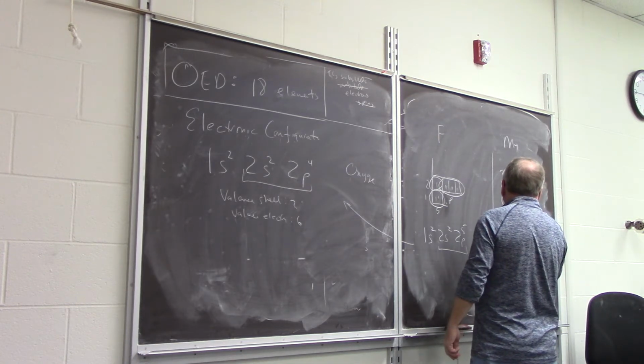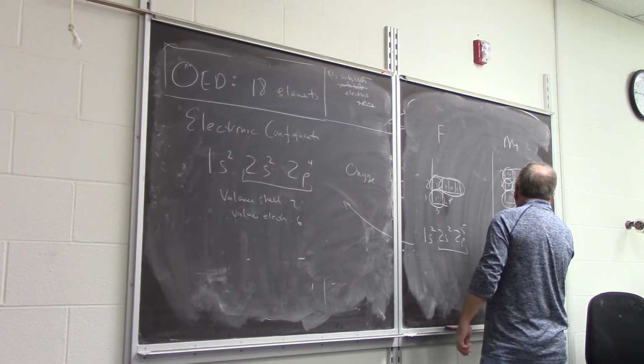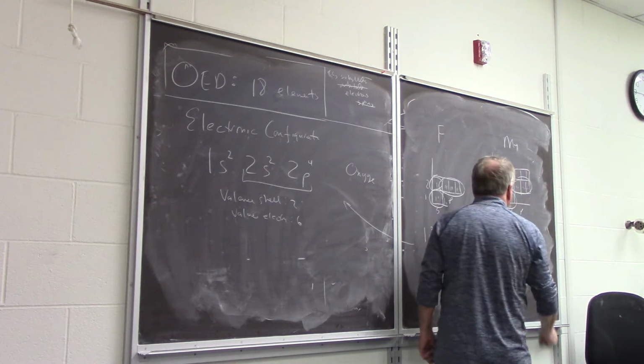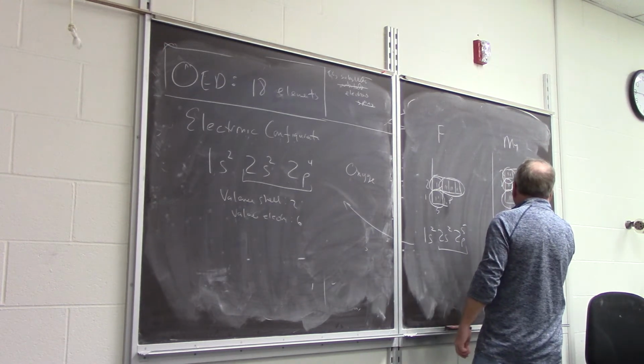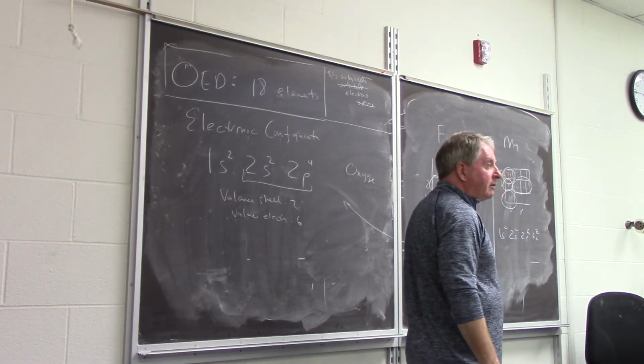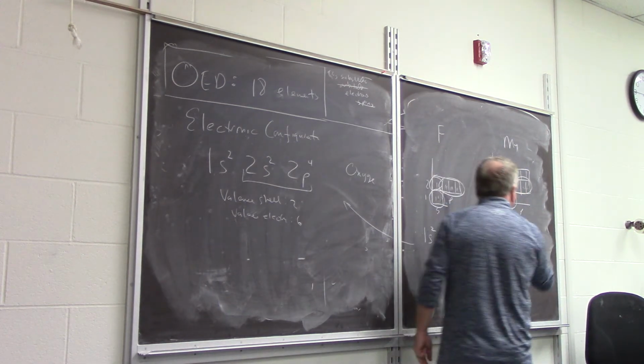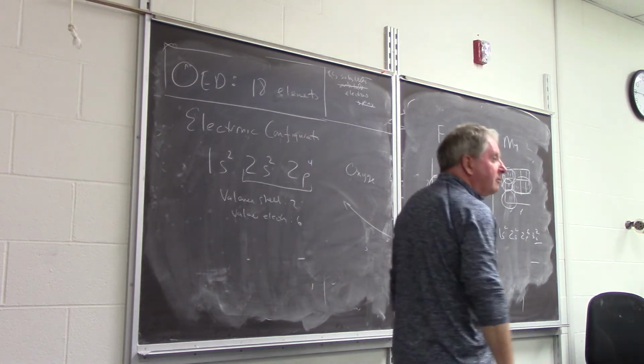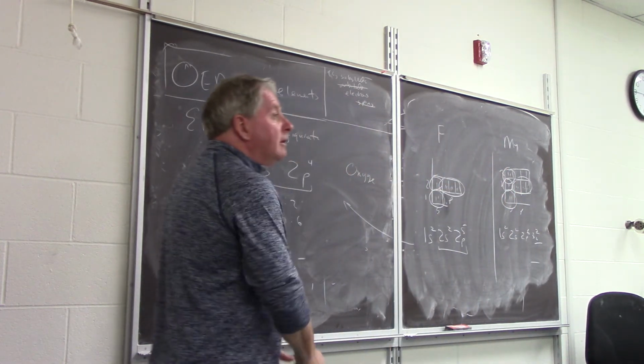This guy over here, so 1s, 2s, 2p, and 3s are the subshells. You have 2 here, 2 here, 6 here, and 2 there. What's the valence shell? Number 3. And how many electrons? 2.